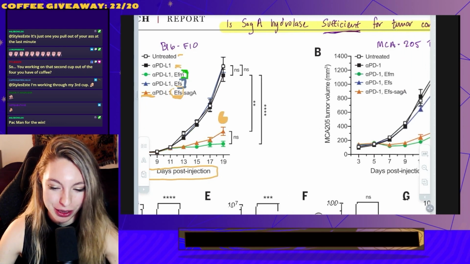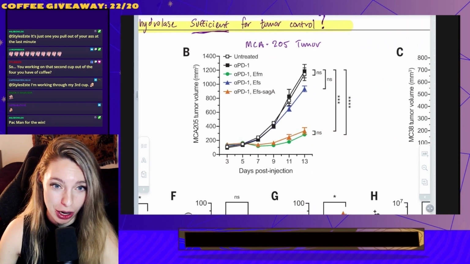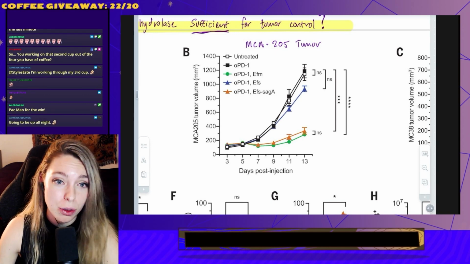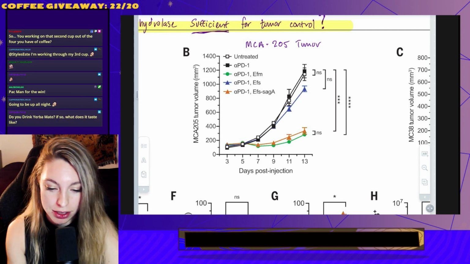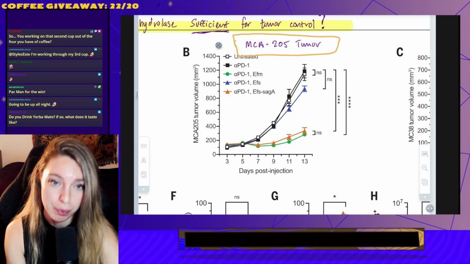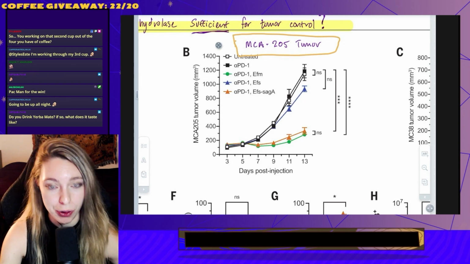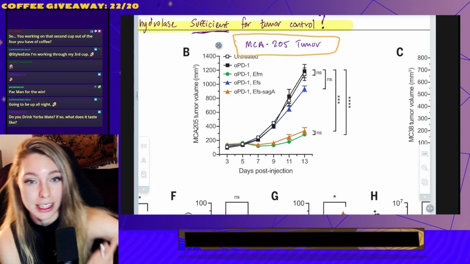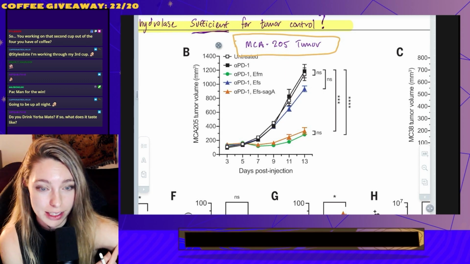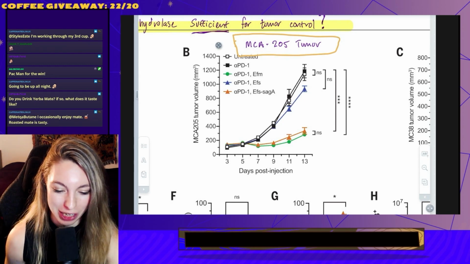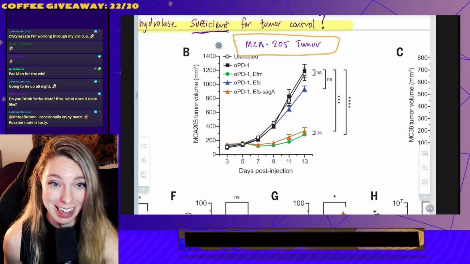Yep. All right. So this was a really cool experiment. Now they wanted to show that this SagA protein and these bacteria can also control other types of tumors. So now in figure B, they're using something called an MCA 205 tumor. MCA just stands for methylcholanthrene. This is a type of carcinogen that when injected into the skin of a mouse can cause a muscle tumor to form.